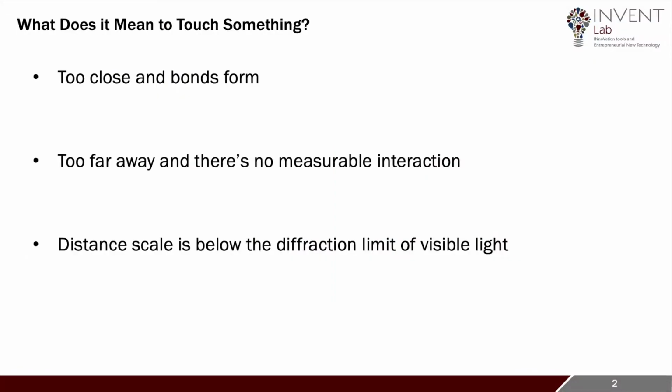The core question that we're dealing with is, what does it actually mean to touch something? If your finger is too close to an object on a molecular level, there tend to be interatomic and molecular interactions which will form bonds, and so that's not what's really happening when you touch something, because when you touch a chair, your hand doesn't then stick and bond to the chair. Similarly, if your fingers are too far away from an object, there's no measurable interaction. So the question that we're really looking at is, what does it mean for surfaces to be in contact?